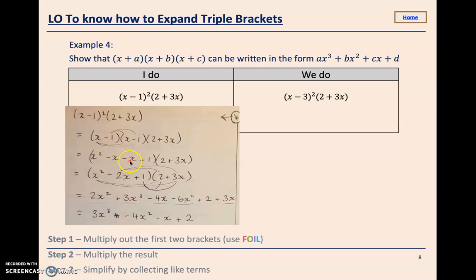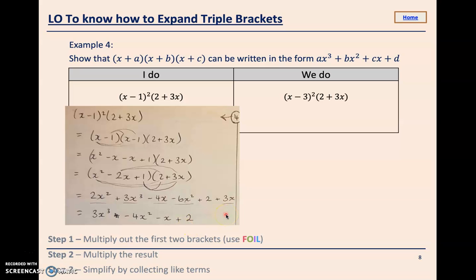We have negative x and negative x, so we have negative 2x. And then we have plus 1. So again, we multiply them all out. So x squared is multiplied by everything in this bracket. Negative 2x is multiplied by everything in this bracket. And then positive 1 is times by everything in this bracket. We then collect our terms. And we end up with this.